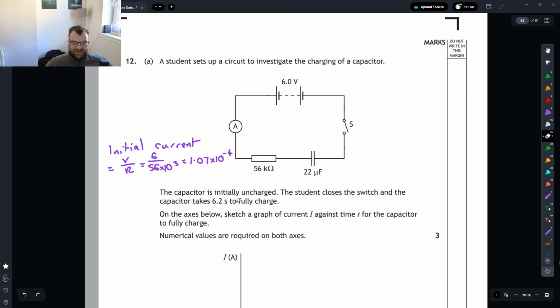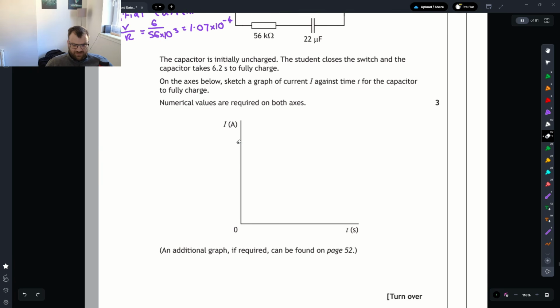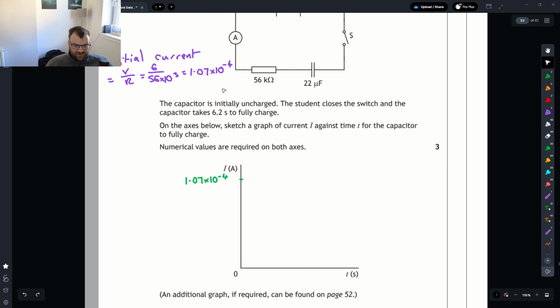And then when the capacitor is charging, the voltage will be increasing, and then the charging current will be decreasing. So we want a curve going down, and it starts at the maximum current, which we just worked out as 1.07 times 10 to the minus 4. And then it takes 6.2, so we need an end point at 6.2. And then we want some sort of curve going down between them. So a smooth line, yes, we'll call that a smooth line for that one.